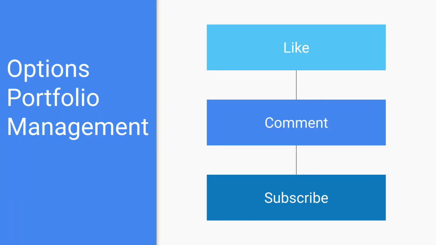So that is my options portfolio management video. Again, it is so important that you trade uncorrelated assets because this will reduce your portfolio's volatility and increase the Sharpe ratio of your portfolio. Hopefully you can take this information and make more money for yourself on the stock market.